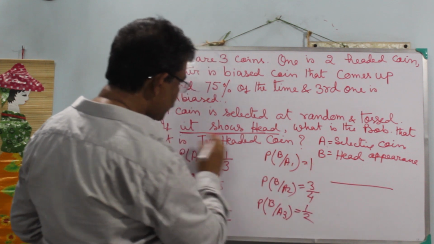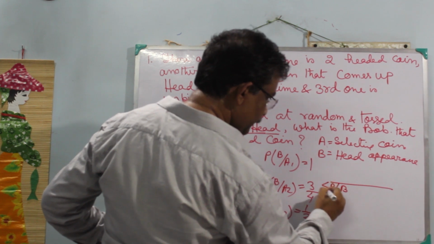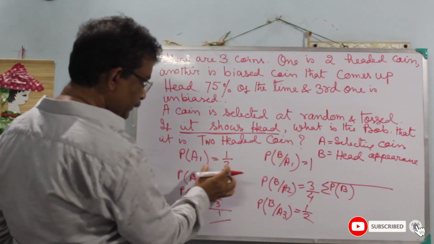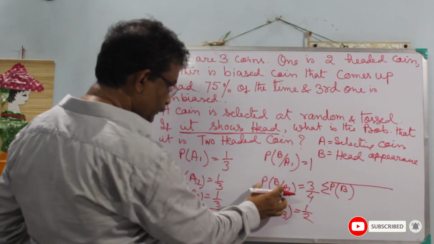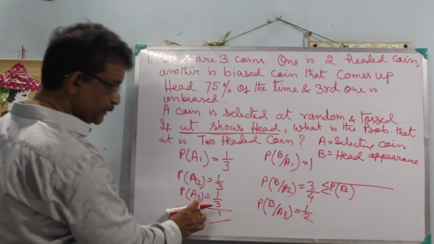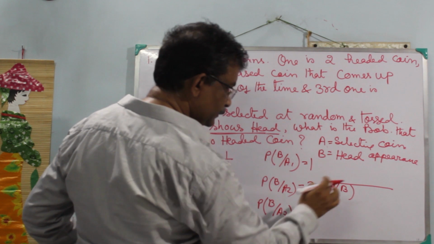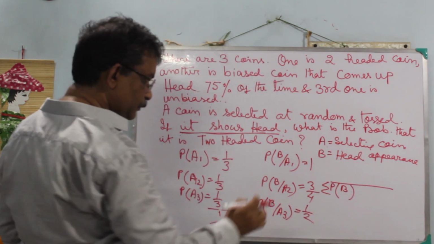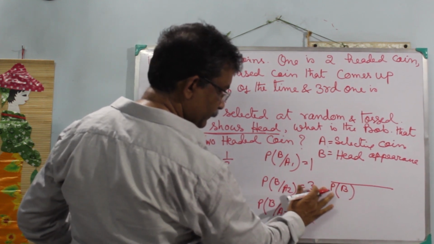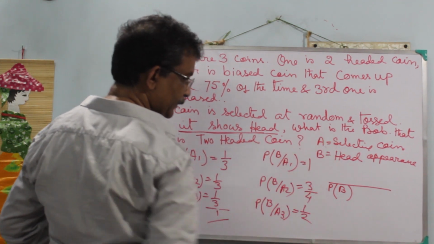the denominator would be the sigma probability of B. That means the probability of head when A1 is selected, the probability of head when A2 is selected, and the probability of head when the third coin A3 is selected. So this into this, this into this, this into this will be the denominator. That will be the sigma probability of B, the probability of head appearance.